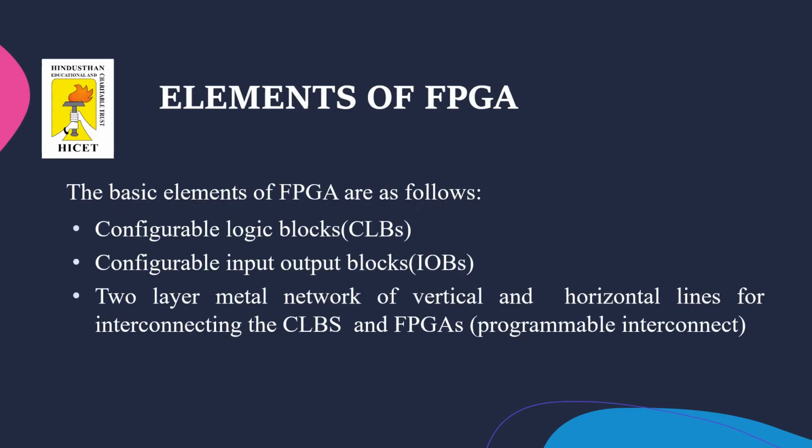What are all the elements available in FPGA? There are basically three different elements composed inside the FPGA. The first block is the configurable logic block, in short CLB, and second is configurable input output blocks, which you might have heard as IOB, the acronym of input output blocks. And the third is the programmable interconnects. These programmable interconnects are like a network of vertical and horizontal lines, used for interconnecting the configurable logic blocks in the field programmable gate array.